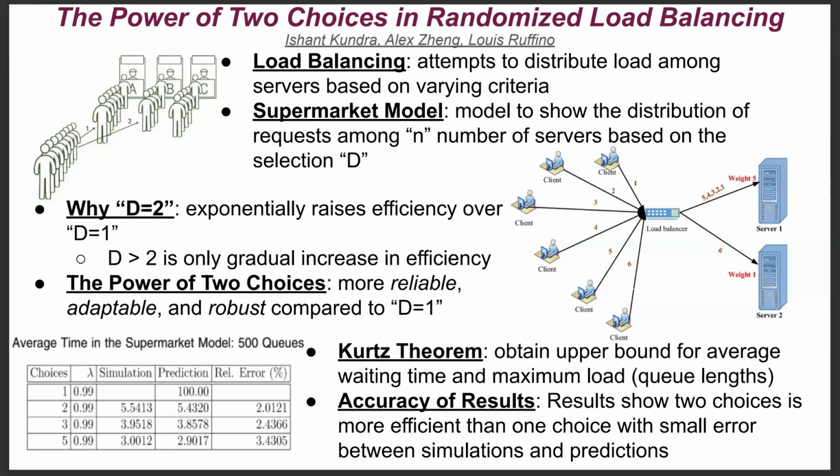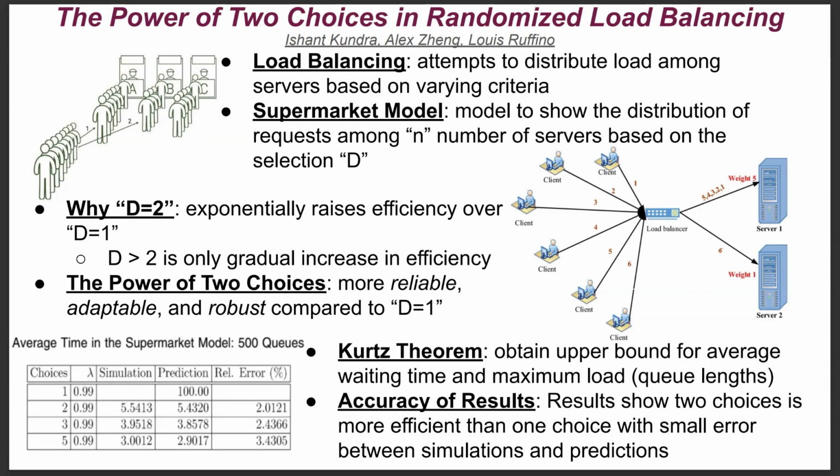There is continued improvement in choosing values for d that are greater than 2, but they only provide gradual improvements in efficiency that require more and more processing overhead. Put simply, d equals 2 is the most reward for the least drawbacks.